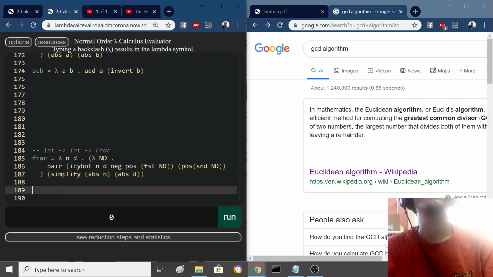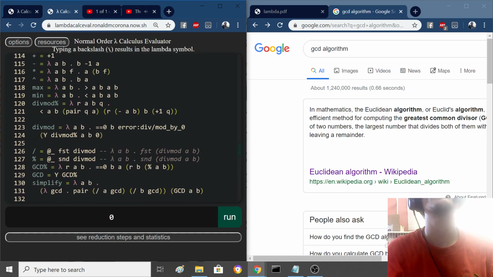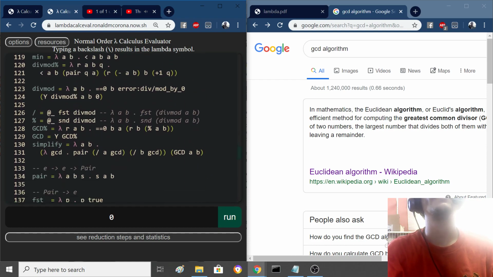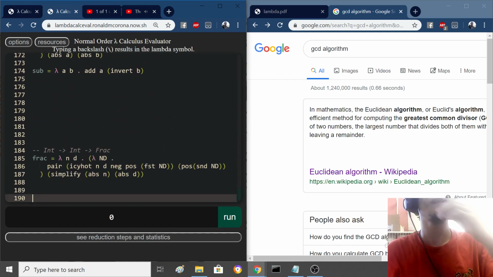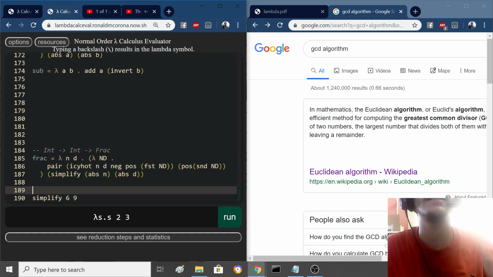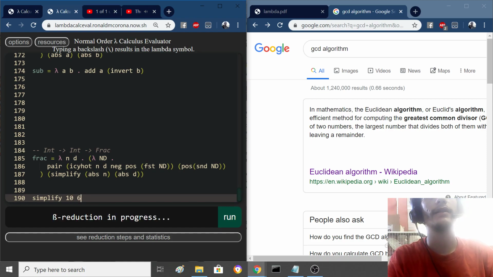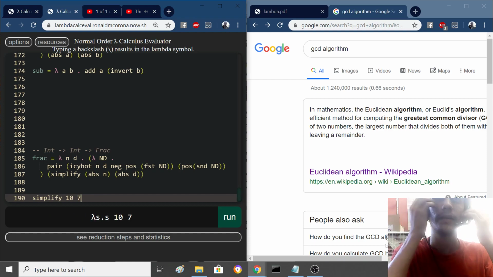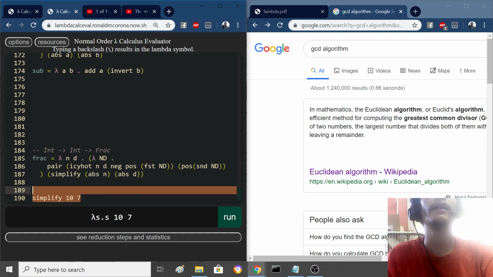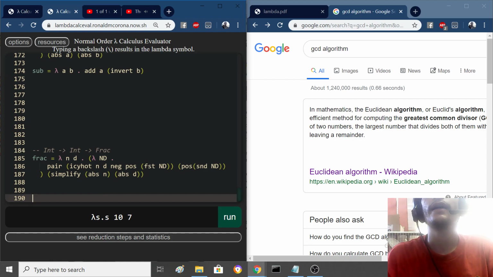Okay, GCD works. Simplify, that should work too. Okay, and it's gonna be a pair. Okay, let's go ahead and simplify 6 and 9. It would divide them both by their GCD, giving 2 and 3. 16, 12. It obviously works. It works. 10 and 6. 10 and 7. There we go. The GCD would be 1 in this case. Okay.